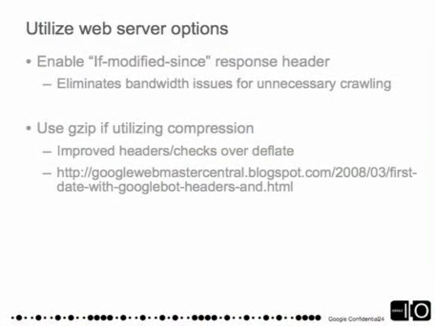And then we have a few web server options. If-Modified-Since is a great header. If you want to reduce bandwidth, we'll actually check for that when we're crawling. So if you enable that and we see that it's the same document that we saw in our last crawl, we won't spend time downloading that file. And another one is gzip. If you're using compression, there's others out there, there's deflate, but we definitely recommend using gzip. And there's a blog post called First Date with the Googlebot that explains more on that.